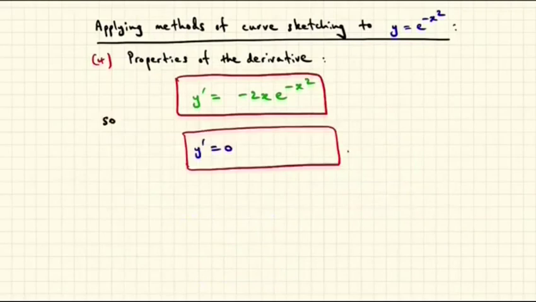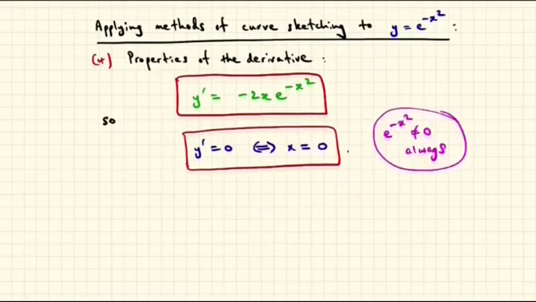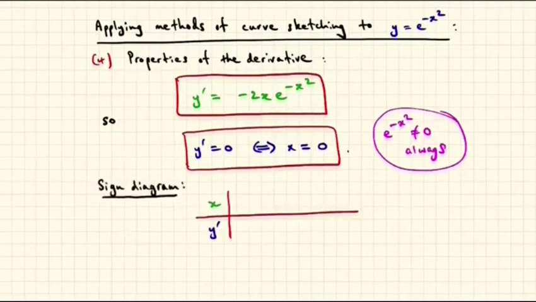Noting that the factor e to the minus x squared is never 0, we can then build a simple sign diagram by noting that y dash, or the derivative of y, is 0 when x is 0. We have a pattern of plus minus, indicating that the curve is increasing for x less than 0, decreasing for x greater than 0, and achieving a maximum at x equals 0.